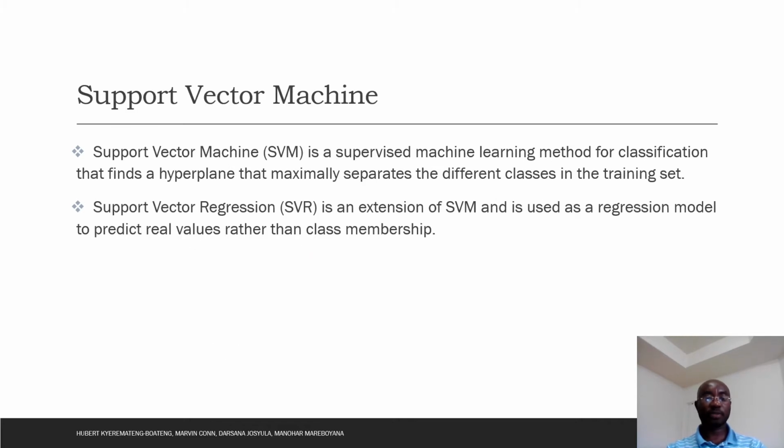Support vector machine. Support vector machine is a supervised machine learning method for classification that finds a hyperplane that maximally separates the different classes in the training set. Support vector regression (SVR) is an extension of SVM and is used as a regression model to predict real values rather than class membership.